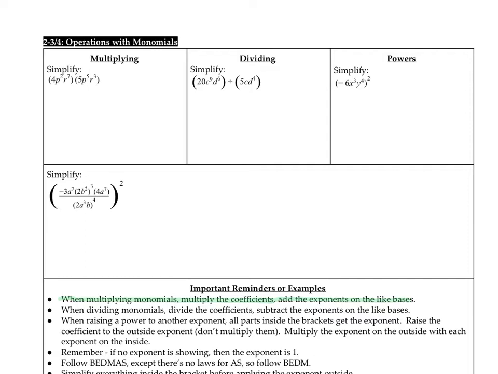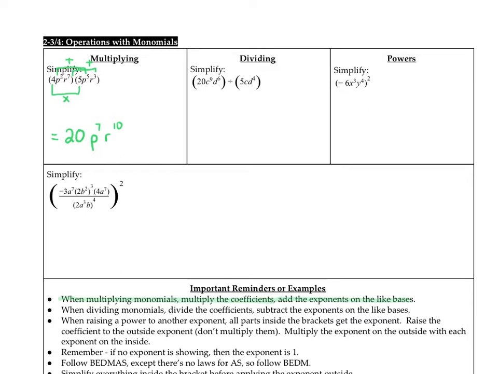So to start with, the 4 and the 5 are coefficients, so those you're going to multiply. So 4 times 5 is 20. Then for the p's, they have the same base, so an exponent of 2 plus an exponent of 5 would make it p to the 7. And for the r's, an exponent of 7 and an exponent of 3, when you add them, that's going to make an exponent of 10.